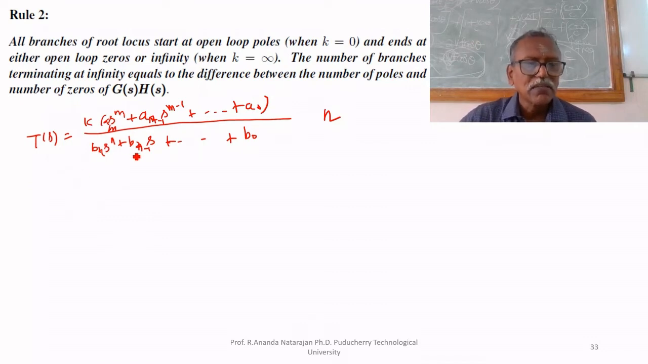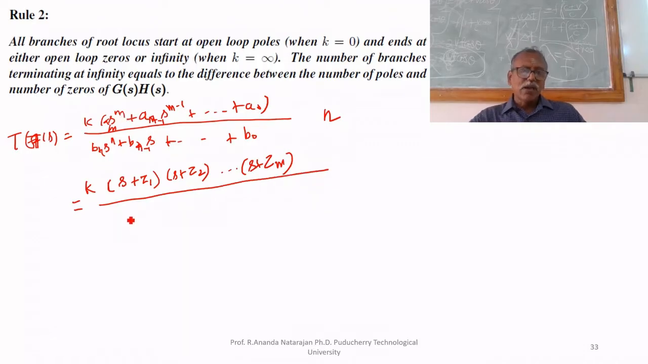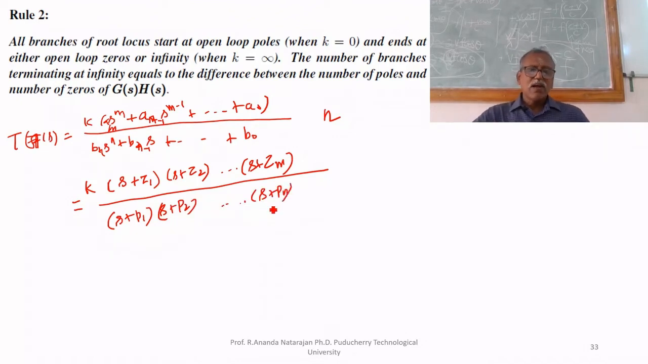For that, we can say that this is G of S. Let us call G of S. Factorize this. How many poles you will get? S plus Z1, S plus Z2, etc., S plus Zm, because the degree of numerator is M. Degree of denominator is N. Therefore, S plus P1, S plus P2, etc., S plus Pn. N number of poles. So you'll get like this.